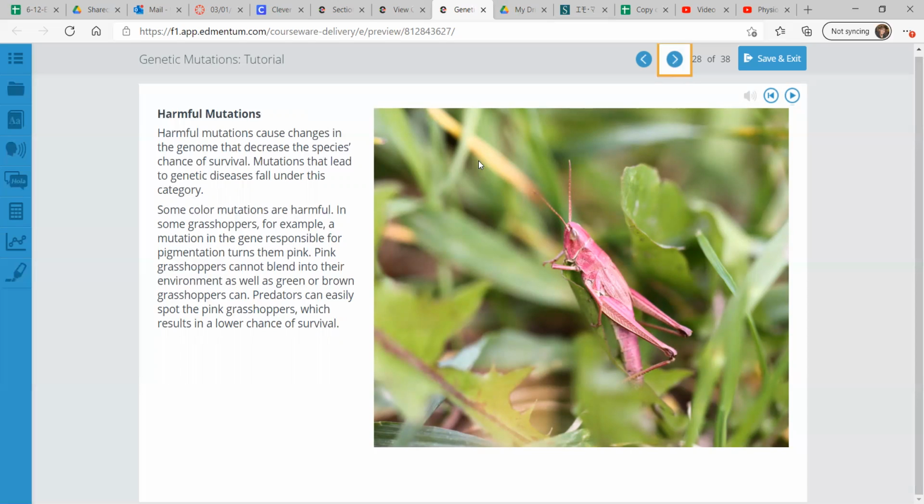In some grasshoppers, a mutation in the gene responsible for pigmentation turns them pink. Pink grasshoppers can't blend into their environment as well as green or brown grasshoppers can. And predators can easily spot pink grasshoppers, which results in a lower chance of survival.